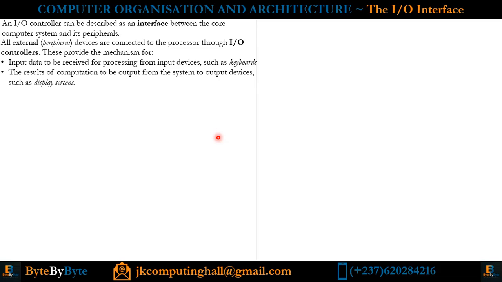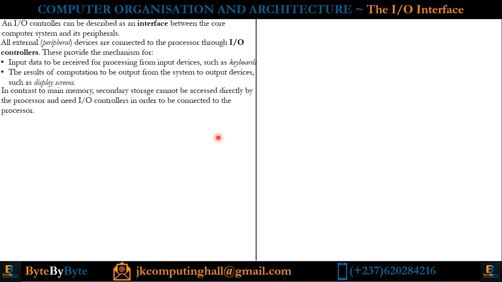All external devices, that is the peripheral devices, are connected to the processor through the input output controller. This provides the mechanism for input data to be received for processing from input devices such as the keyboard, and for the result of computation to be output from the system to output devices such as display screens like the monitor. So what are we saying here? For the processor to be in contact with input data provided by the input devices, it has to pass through the input output controller, and the result of computation, before being displayed or outputted to the user, must pass through the input output controller as well.